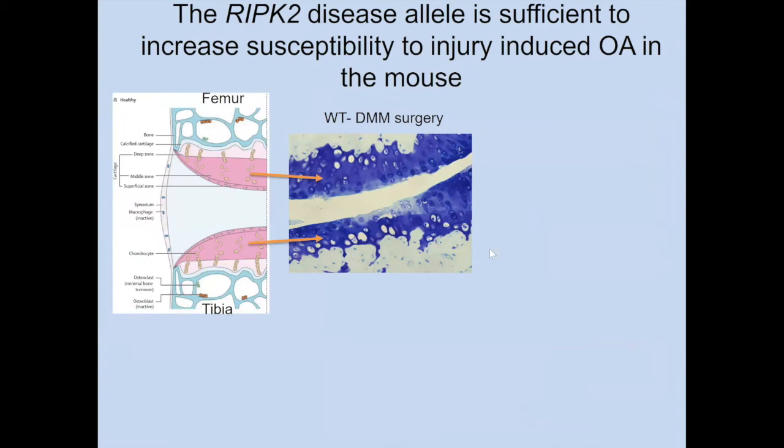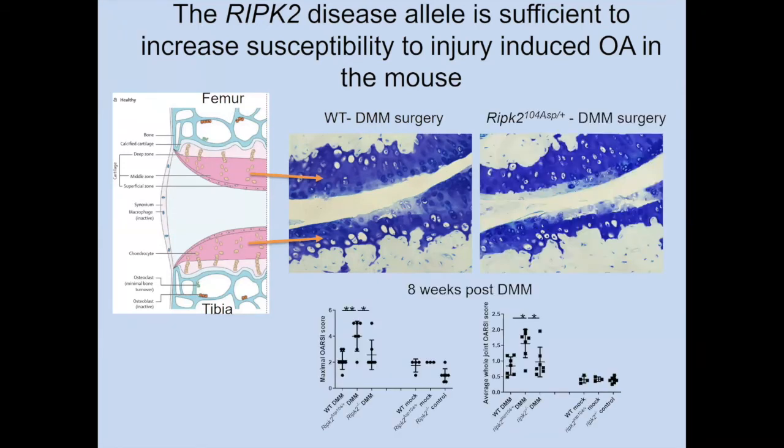Okay, sorry about that. When we do the DMM surgery in wild type mice and we wait 8 weeks after surgery and then analyze the joint, we see a pretty common phenotype. We get small areas of loss of proteoglycan content in the cartilage, and we start getting delamination and small fibrillations in the cartilage. When we do this in the mice carrying the OA disease allele, we see a more dramatic and severe phenotype. The extent of loss of cartilage is larger, and we also get an increase in the overall area of fibrillation and delamination from the subchondral or the calcified cartilage. When we quantify that, we see that both the maximal OA as well as the average whole joint score are significantly different in mutant animals compared to wild type.